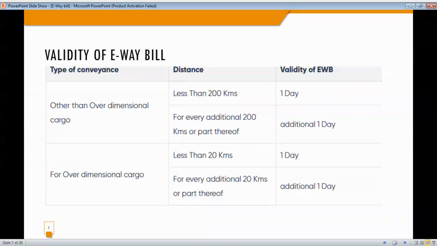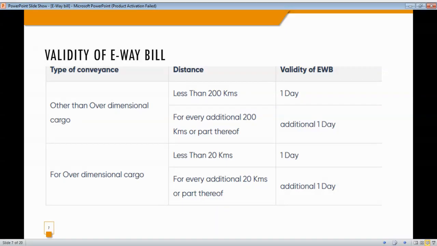When it comes to the second conveyance, that is over dimensional cargo, let's have a scenario. A registered construction company, that is the consignor, needs to transport a large piece of over dimensional construction equipment such as a crane to a construction site 1050 kilometers away. For over dimensional cargo, the e-way bill is valid for a longer period. The general rule is 1 day of validity for every 20 kilometers of distance. For a distance of 150 kilometers, the e-way bill will be valid for 7.5 days.